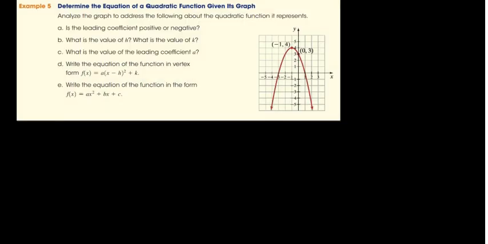All right, so we'll start with A. What is the leading coefficient? A just reads, is the leading coefficient positive or negative? Looking at this parabola, we are clearly opening downward. So therefore, the leading coefficient must be negative.